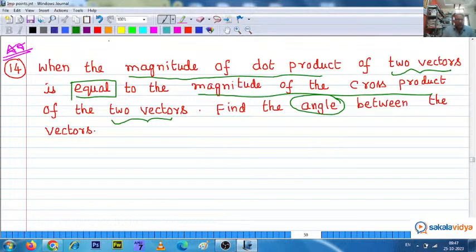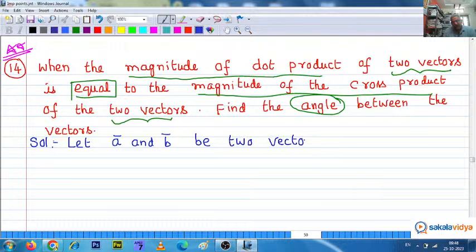So that means, first of all, here is the solution. Let A bar and B bar be two vectors. So let us assume the two vectors. Generally you can say P bar and Q bar also, no problem, or A bar and B bar. Any notation you can take as you wish, as per your convenience.